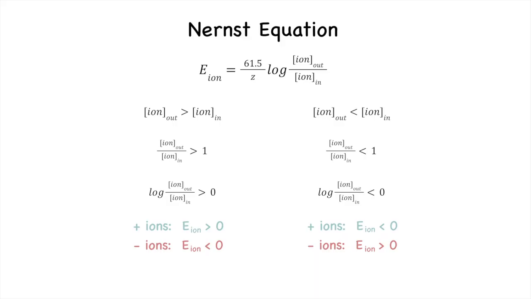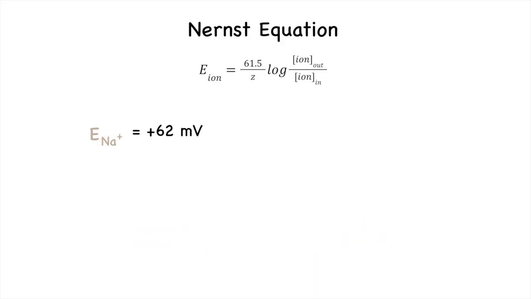The ions that contribute the most to the membrane potential are sodium and potassium. When we plug in the values for concentration and valence into the Nernst equation, we get that the equilibrium potential for sodium is equal to +62 millivolts, and the equilibrium potential for potassium is equal to -80 millivolts.